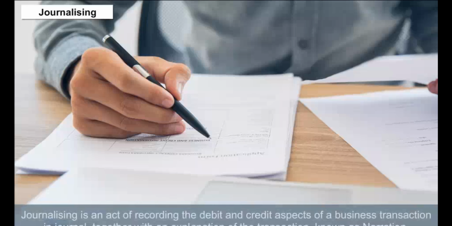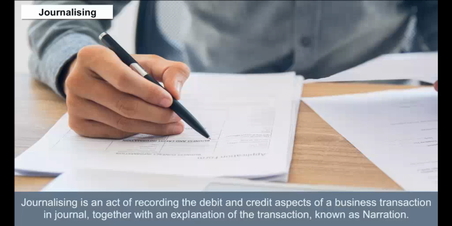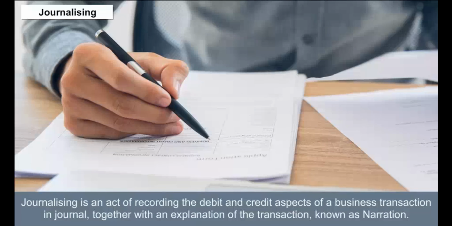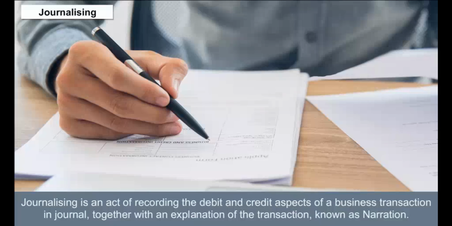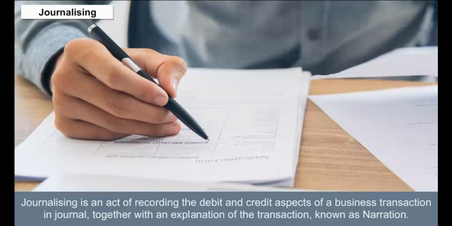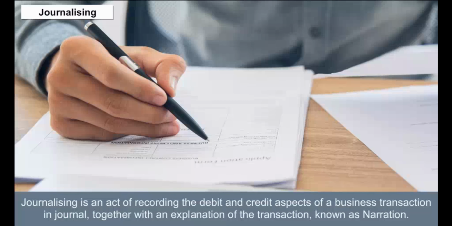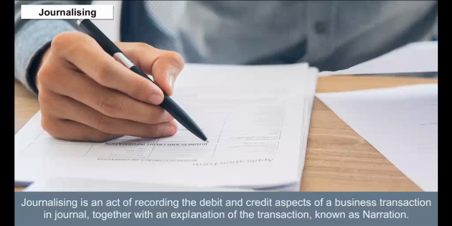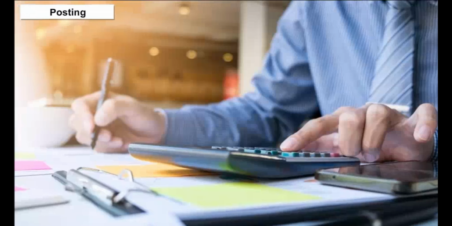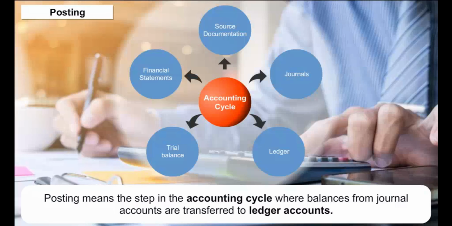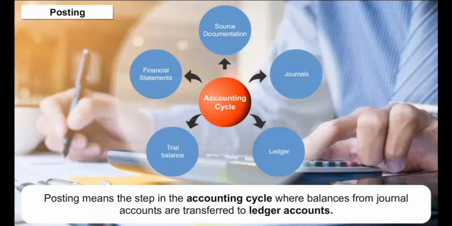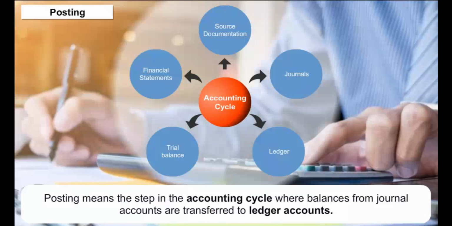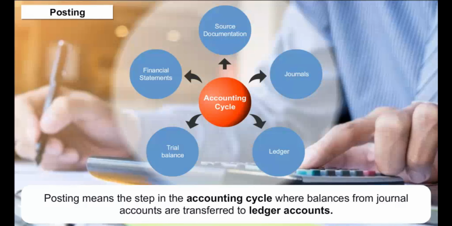Journalizing. Journalizing is an act of recording the debit and credit aspects of a business transaction in the journal, together with an explanation of the transaction known as narration. Posting. Posting means the step in the accounting cycle where balances from journal accounts are transferred to ledger accounts.